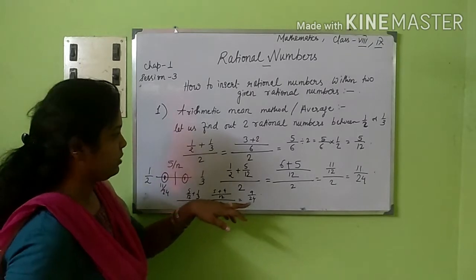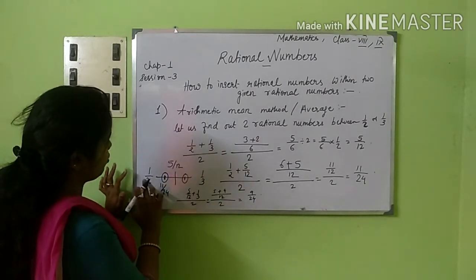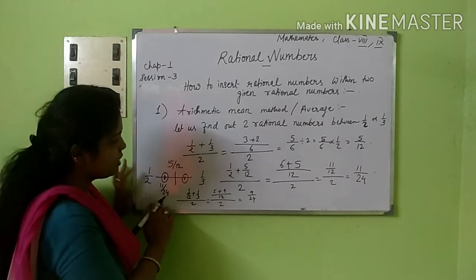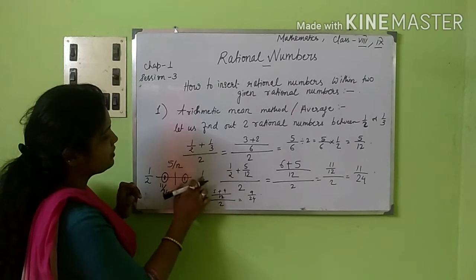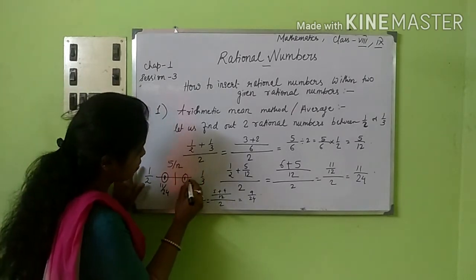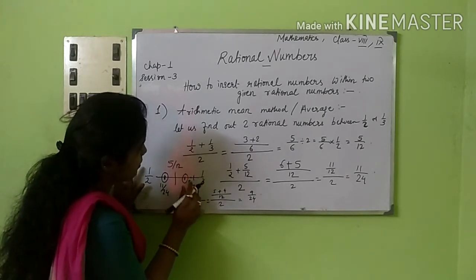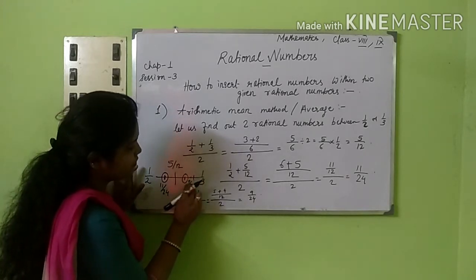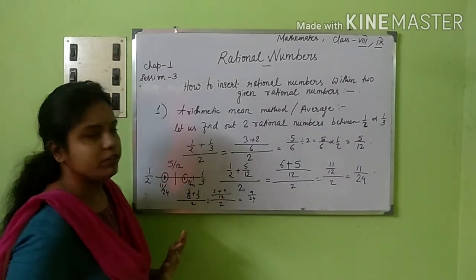Okay, I hope I am clear to you. When you are going to find out between this middle term and 1/2, you are going to add these 2 and divide by 2. And when you are going to find out between this middle term and the other term, you are going to add these 2 and divide by 2. Okay, then as you have got 9 by 24, again you can find out the next term by (9 by 24 plus 1/3) divided by 2. So this is how you are going to find it out.